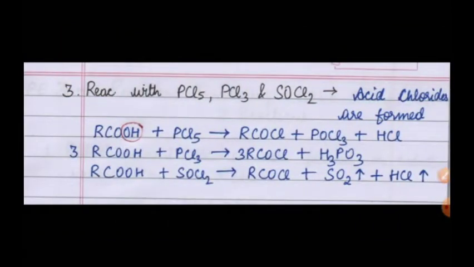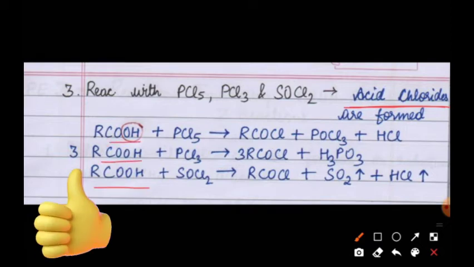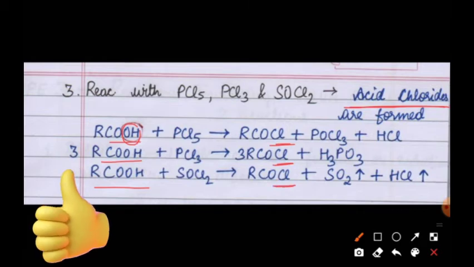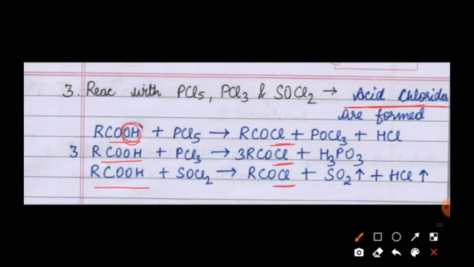The third reaction is reaction with PCl5, PCl3 and SOCl2, and in this case acid chlorides or acyl chlorides are formed. You have studied this reaction also in your previous chapters. If we take an acid, the OH will be replaced by the halogen. So acid chlorides will be formed.